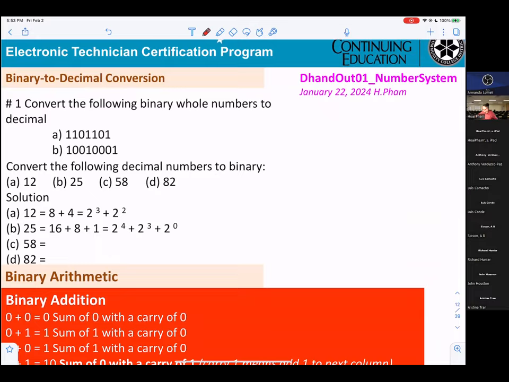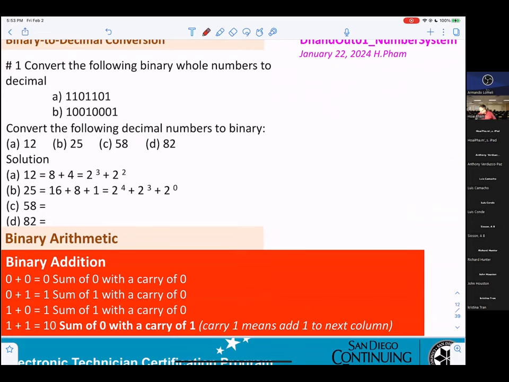Okay, now we're talking about binary addition. Zero adding to zero, the sum will be zero with the carry zero. Zero adding to one, sum will be one, no carry. One adding to zero, sum will be one, no carry. Only thing is one adding to one. They're not equal to, okay? One adding to one will be zero, however, carry of one. Okay, now what does that mean? Carry one means adding one to the next column. See.